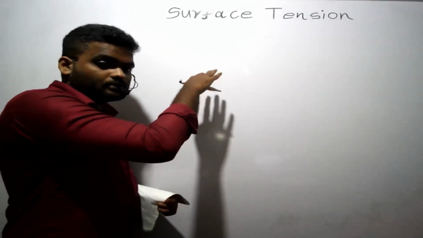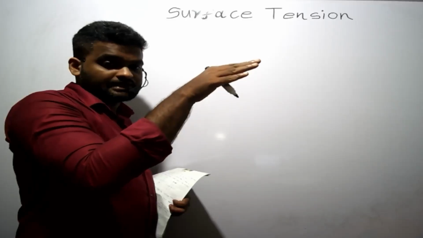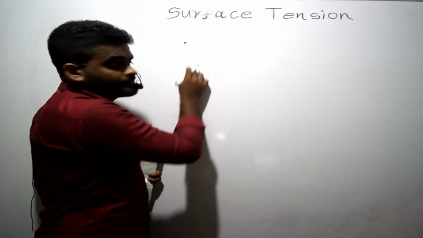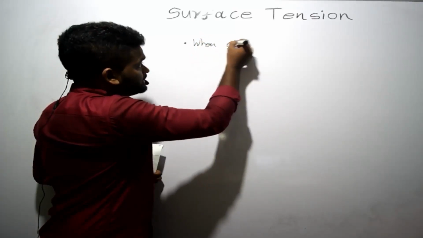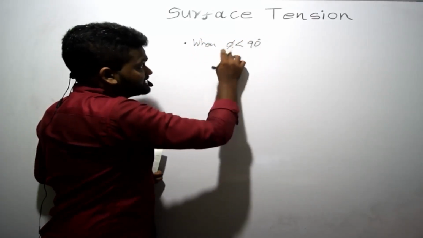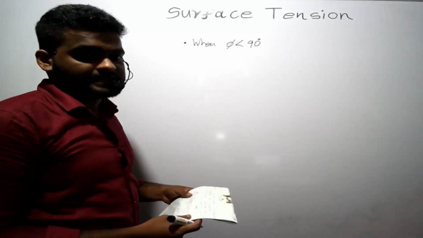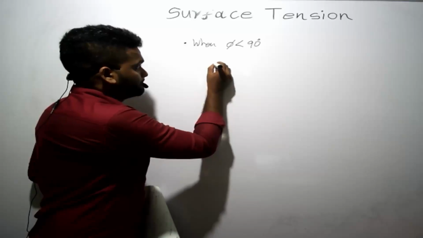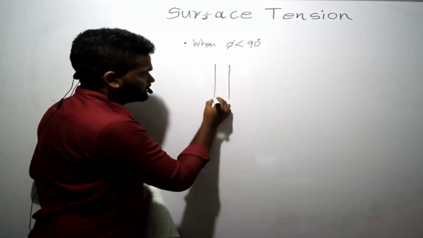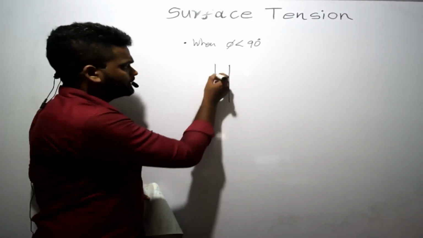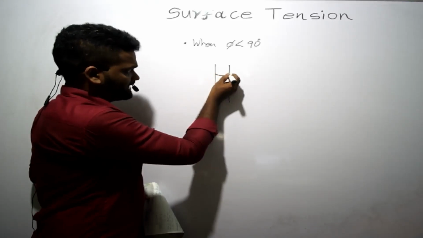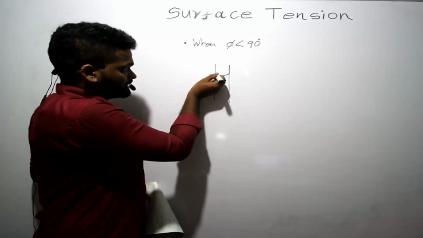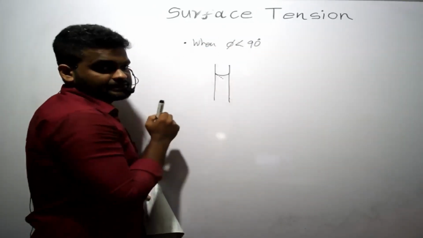In the first case I talked about, phi is equal to 0. Now I'll talk about the second case, when phi is an acute angle, less than 90 degrees. Write down. Now you have a liquid. The meniscus is like this. Now it is not hemispherical, right? The contact angle is less than 90 degrees, not 0.